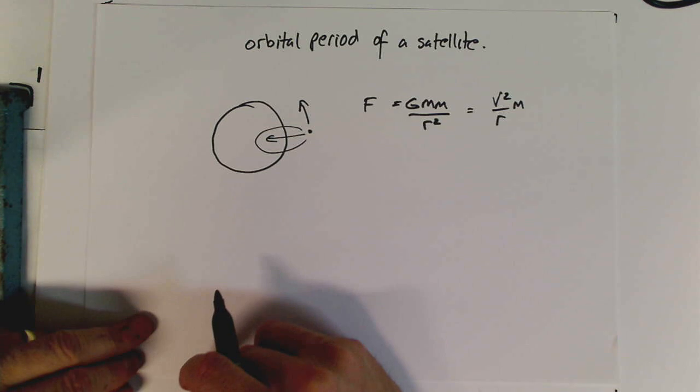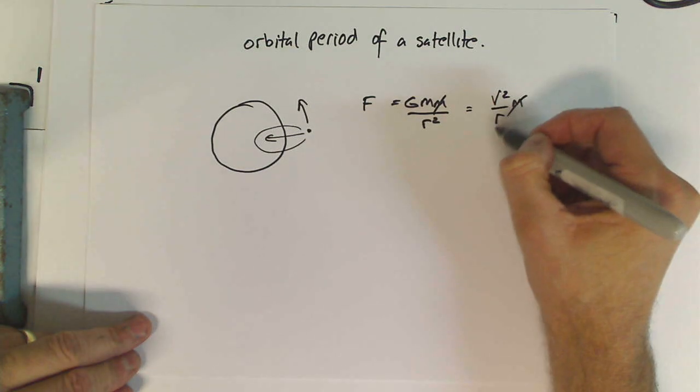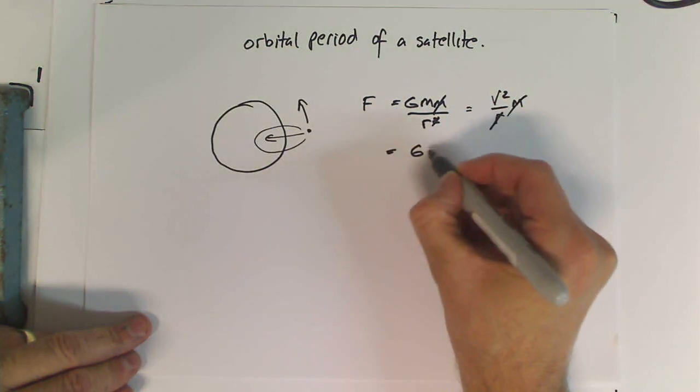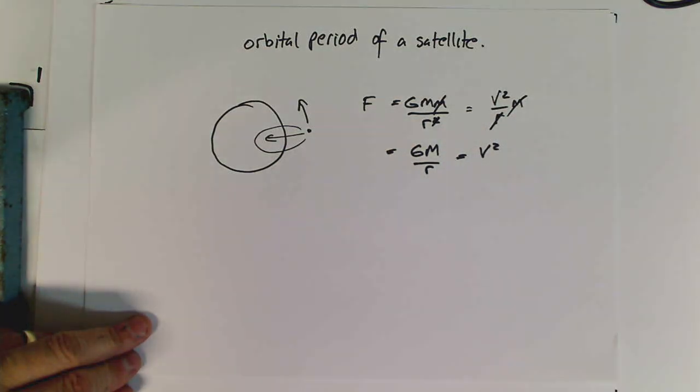because it's a satellite that's got the centripetal force acting on it, then we can cancel out those m's, we can cancel out that r with that one, and we're left with G, big M, over r equals v squared.